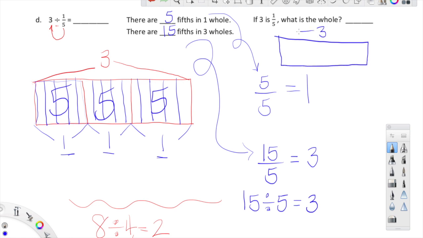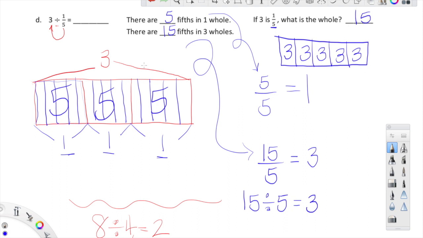Okay, finally, if 1/5, oops, I misread that. Okay, so let's look at an unknown whole. Let's first divide this rectangle into 5. 1, 2, 3, 4, 5, because this is the denominator. So if 1/5 is 3, and these are all equal pieces, what is the whole? Well, the whole would be 5 times 3, which is 15.